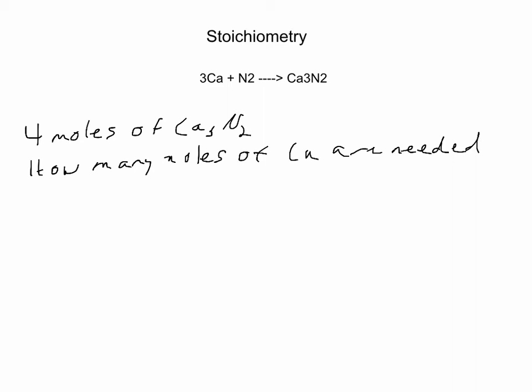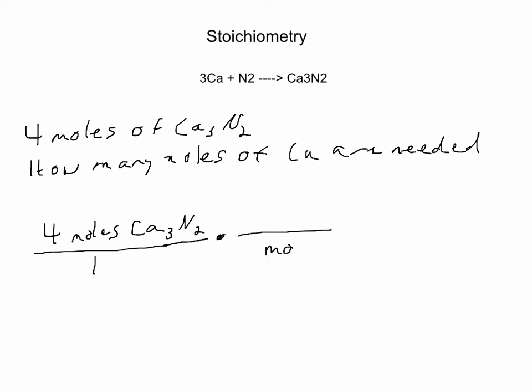We're going to approach this the exact same way. We take our given, put it over 1, 4 moles calcium. Actually, calcium nitride is our given. Times old unit on the bottom, moles calcium nitride. And on top, our new unit, because we can convert moles and moles, we can go directly to moles of calcium.